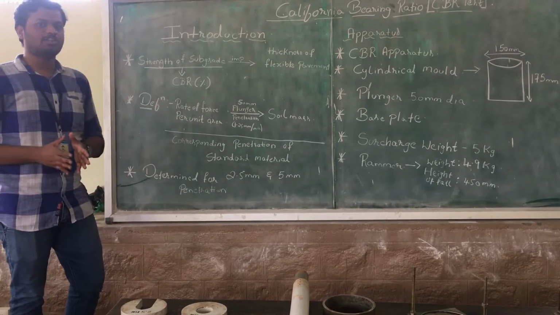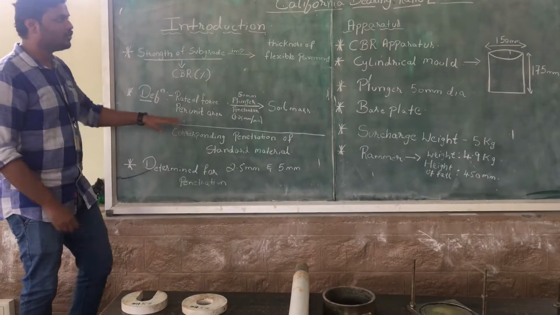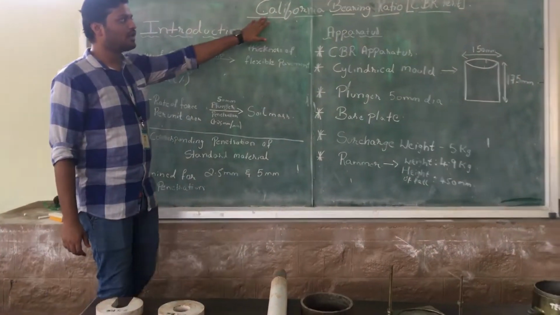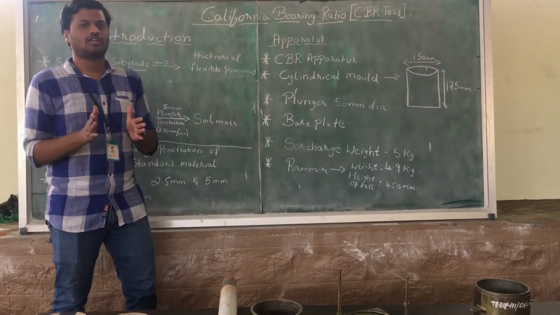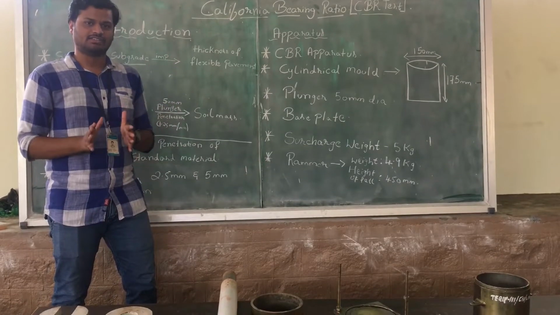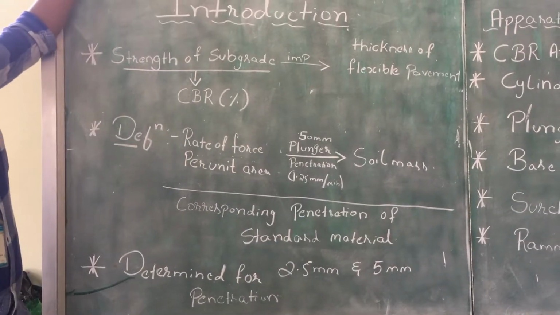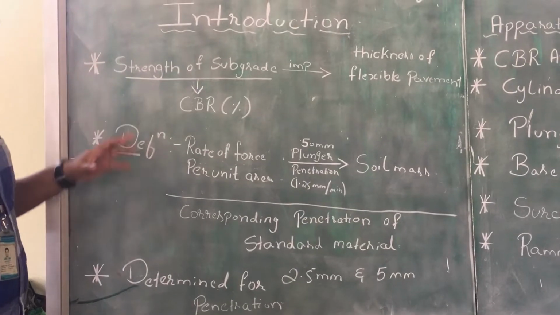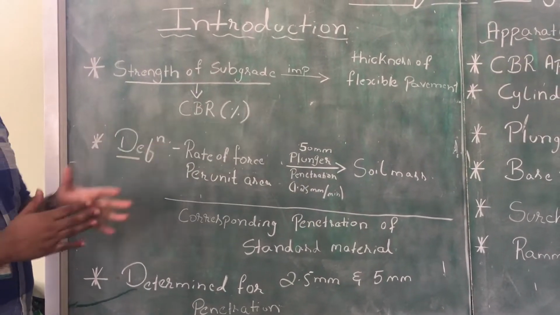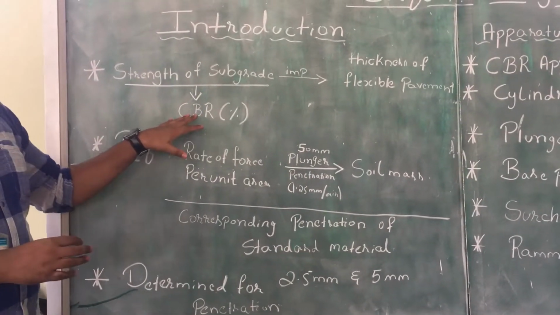So everybody, welcome to the Geotechnical Engineering Laboratory. Today we will discuss the California Bearing Ratio Test, which in short is also called the CBR test. So California Bearing Ratio, why is it important? In order to determine the strength of subgrade, we use the California bearing ratio.